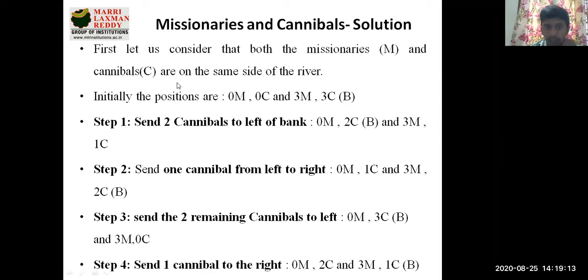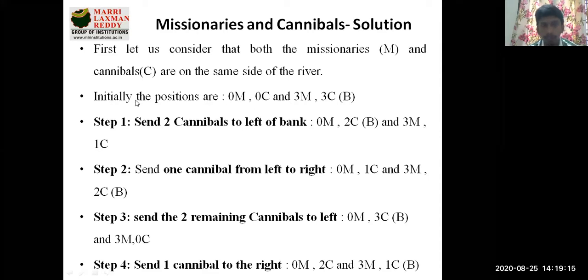So we will try to address this now. We will be taking missionaries as M and cannibals as C in our solution. Initially, the positions on the right side of the river are 0 and 0. That is, there are no missionaries or cannibals on the right side. And on the left side, we have 3 missionaries and 3 cannibals. Here on screen, you can see in brackets B, which indicates the boat. That is, the boat is on the left side of the river. So this should be very clear, guys.